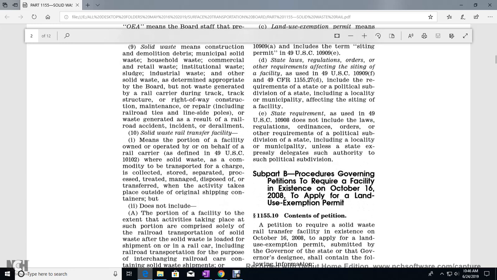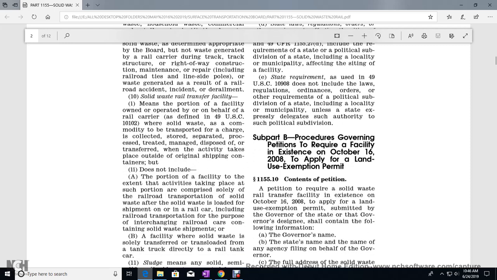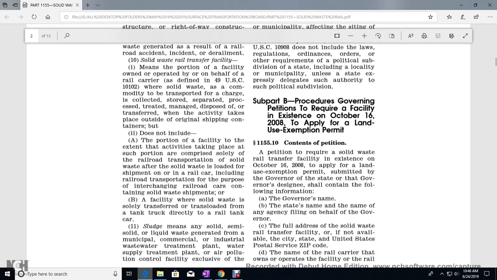10. Solid waste rail transfer facility means the portion of a facility that is owned and operated by or on behalf of a rail carrier, as defined in Title 49 U.S. Code 10102, where solid waste, as a commodity to be transported for a charge, is collected, stored, separated, processed, treated, managed, disposed of, or transferred, where the activity takes place outside of the original shipping containers. It does not include the portion of the facility to the extent the activity taking place is comprised solely of railroad transportation of solid waste after the solid waste is loaded for shipment on or in a rail car, including railroad transportation for the purpose of interchanging railroad cars containing solid waste shipments. It also does not include a facility where solid waste is solely transferred, transloaded from a tank truck directly to a rail tank car.